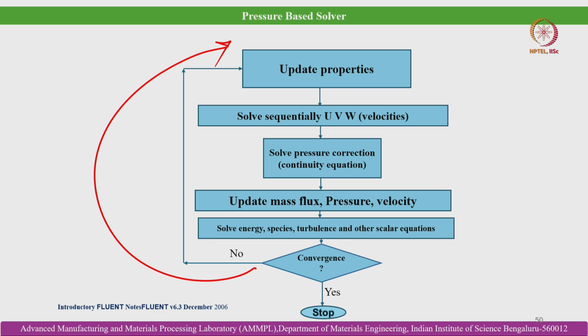You can see that first the momentum equation is solved, then the pressure correction equation or the continuity equation is solved, and then in the third stage the species, energy, as well as turbulence or other scalar equations are solved, and prior to that mass flux, pressure, velocity values are updated, and then the convergence criteria is checked for the output findings.